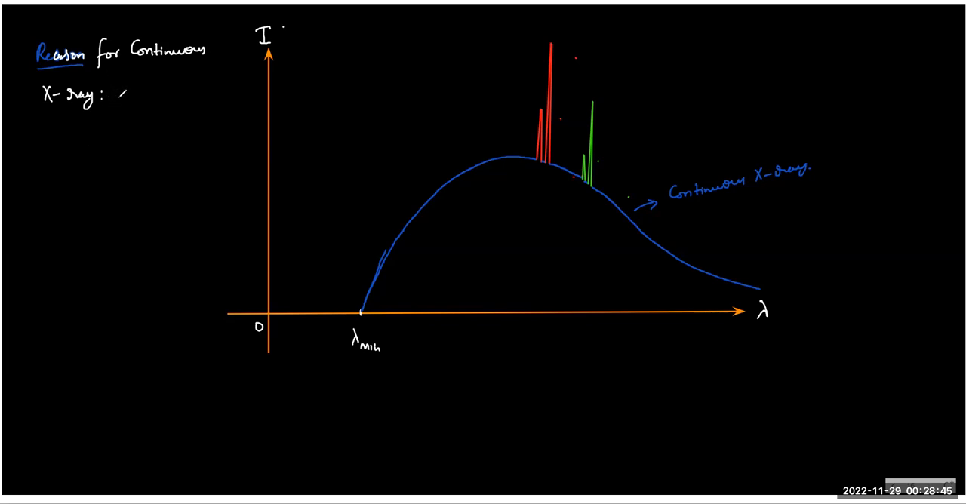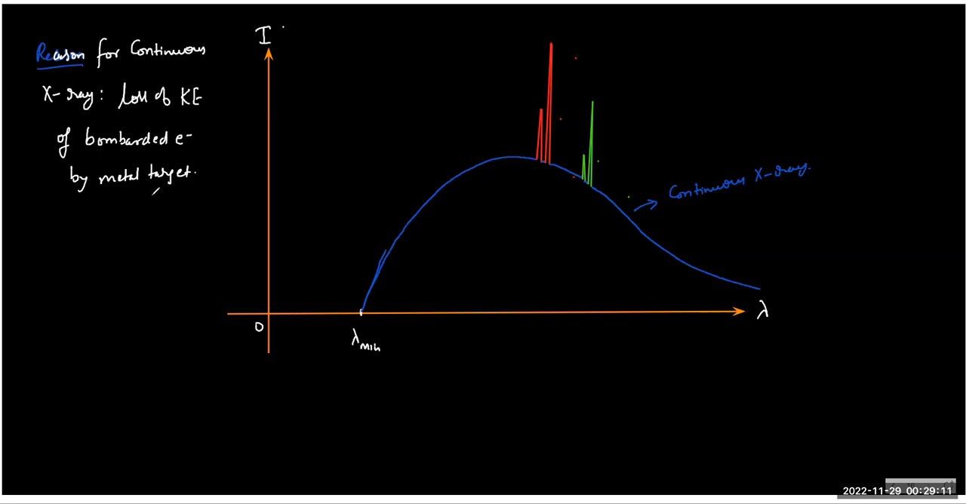So the reason for continuous radiation is loss of kinetic energy of bombarding electron by metal target.